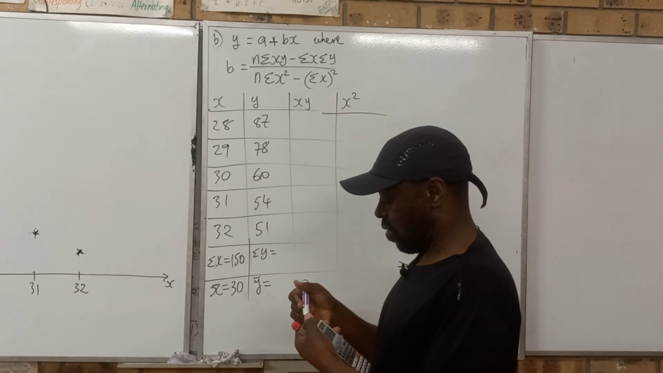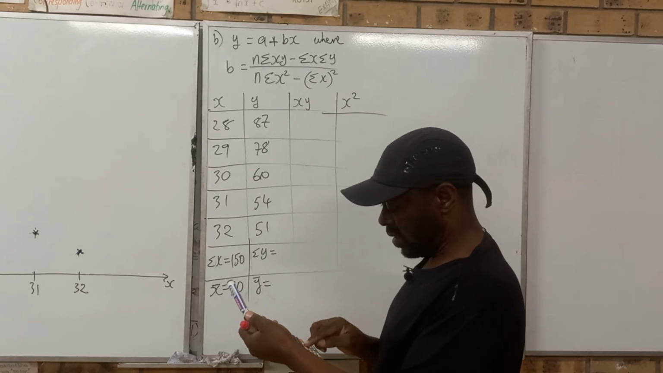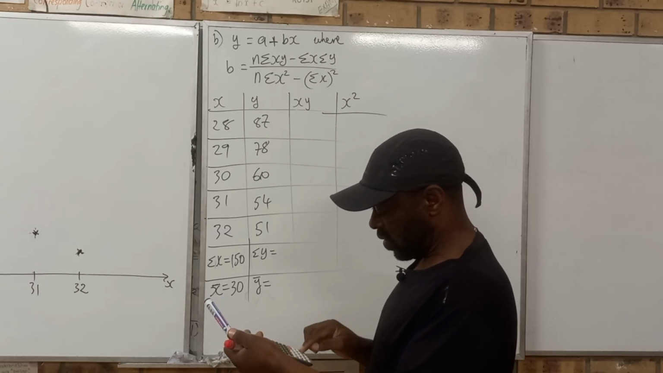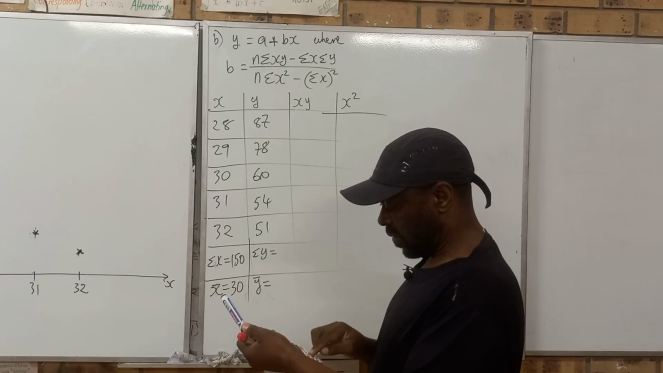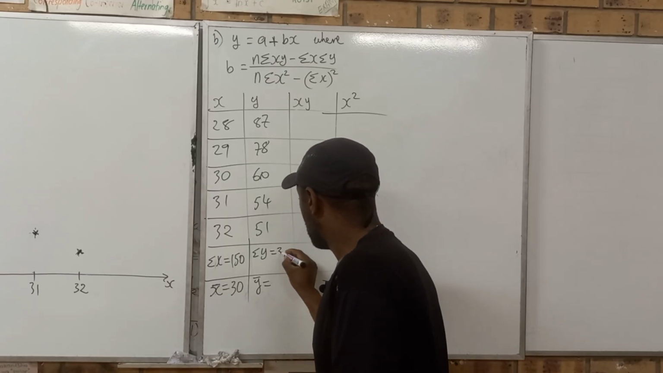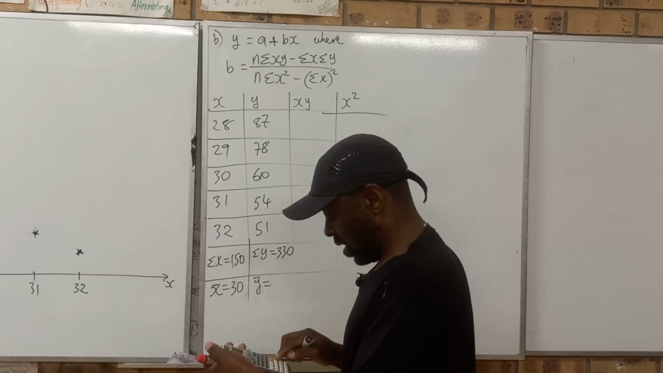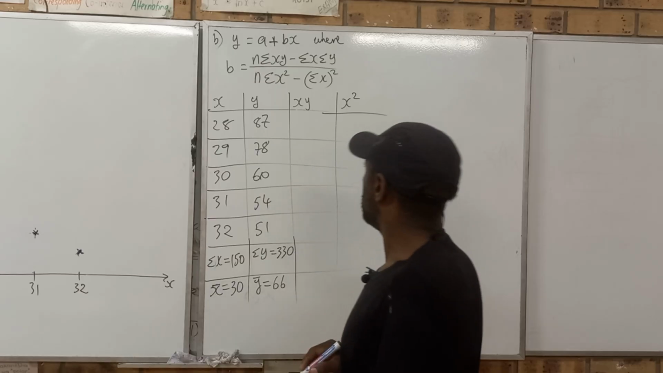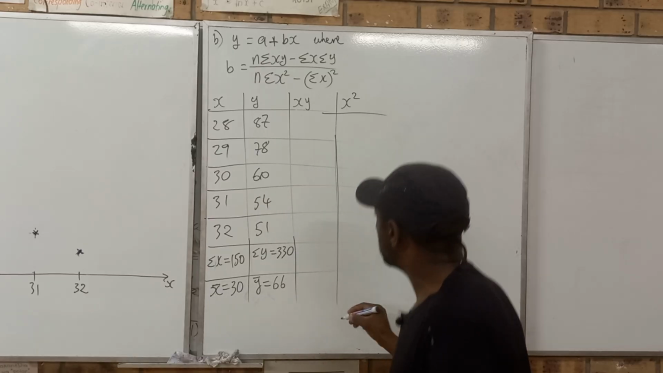Then we do the same thing for y. Our sum of y is 87 plus 78 plus 60 plus 54 plus 51. Those are my 5 numbers. They give me 330. You divide by 5, the mean is 66. So that is it. Now we'll go to the next column.